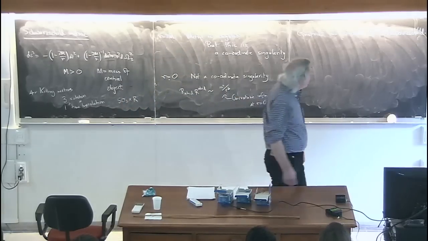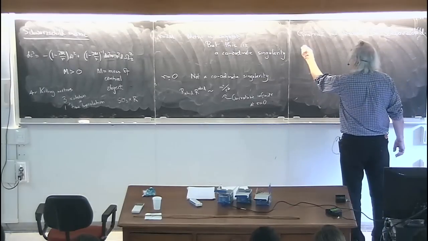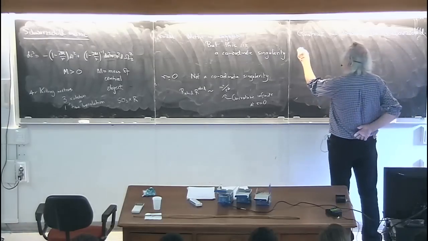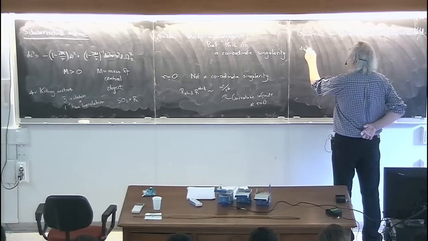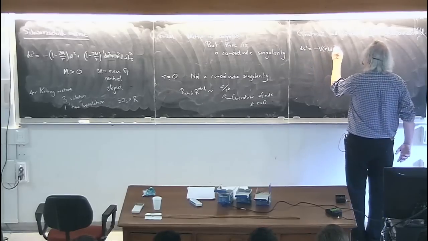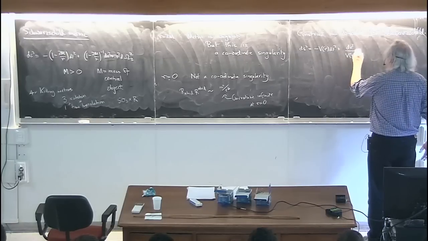So exploiting the idea that the thing is spherically symmetric, the simple way to do this is, and we're going to do this for some other space-times too, so I just do it in general. ds squared is equal to minus V(r) dt squared, plus dr squared over V(r), plus r squared d omega 2 squared.